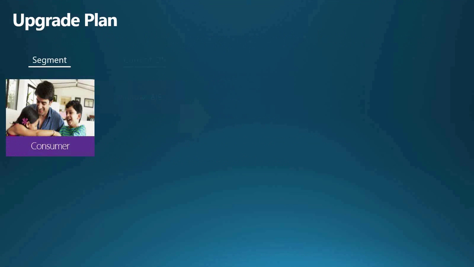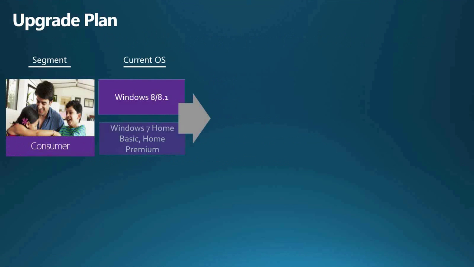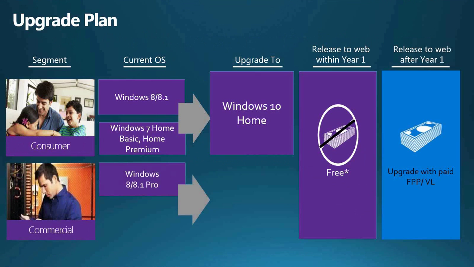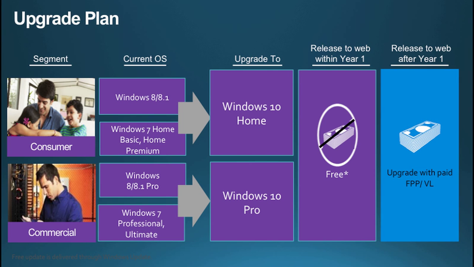I'll flip through this quickly. It's about the upgrade plan. The basic gist of the slide is to say that if you have a home version of Windows 7 or Windows 8, you'll upgrade to a home version of Windows 10. And if you have a business version of Windows 7 or Windows 8, then you'll end up with a Pro version of Windows 10. All free for 1 year, and then after that, there will be a fee to purchase the licenses.